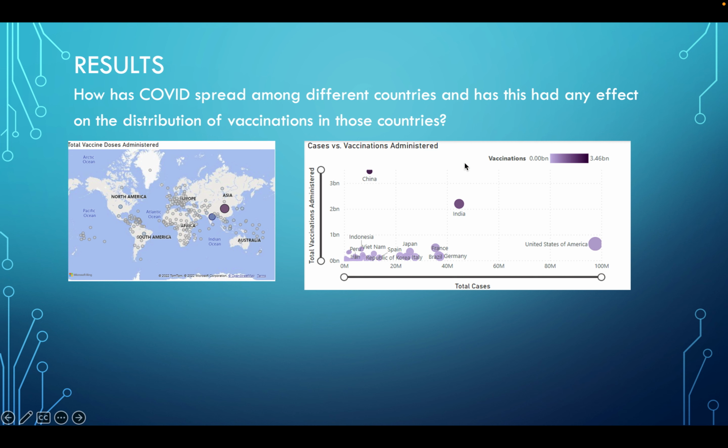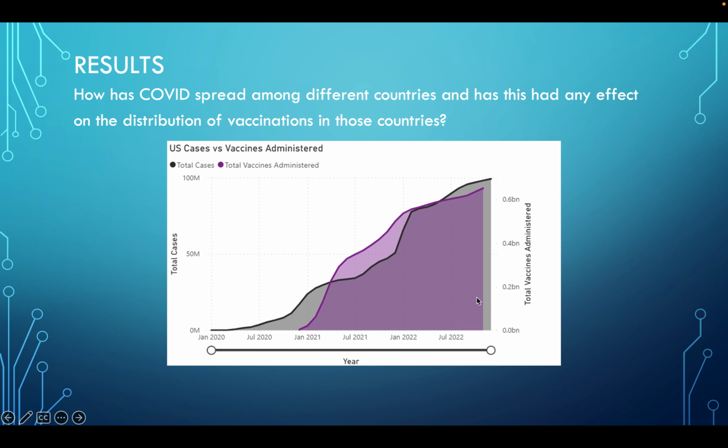The last graph in this dashboard, or the third graph, shows the relationship between the cases and the vaccination. As you can see here as well, most of the countries are clustered around this area, and you can see China has the highest, India is second, and the United States is around the same level as the other countries, despite having a higher number of cases.